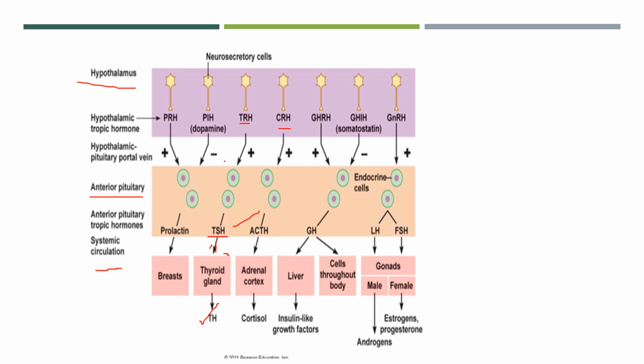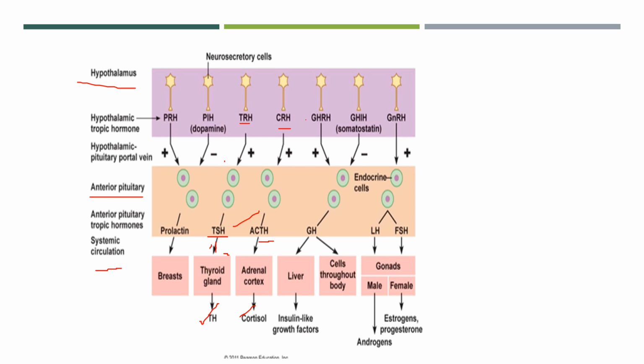Similarly, corticotropin releasing hormone that will be released from the hypothalamus will stimulate the corticotrophs to release the ACTH, which will act on the target organ adrenal cortex, from where the cortisol will be released. So this is the hypothalamo-pituitary thyroid axis. So it will be the hypothalamo-pituitary adrenal axis.